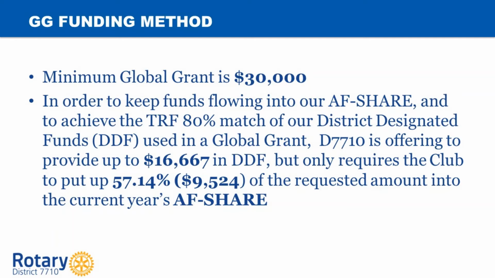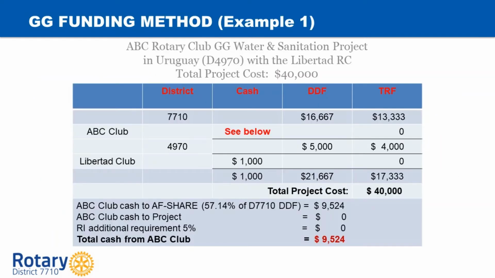To access the $16,667 of DDF, the district requires the club to make a cash contribution of 57.14% of the amount requested, or $9,524 if the entire $16,667 is requested, to the annual fund or AF share. In real terms, your club must make a contribution to AF share of 57.14% of the amount of DDF requested for a global grant. For example, if your club requests $10,000, your club must make a cash contribution of $5,714 to AF share.